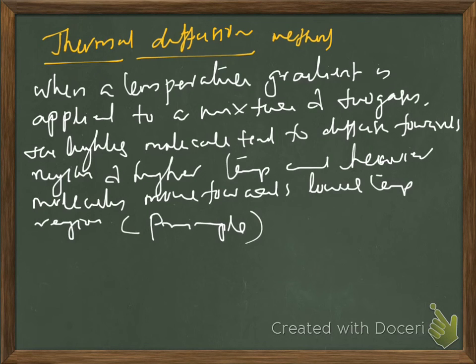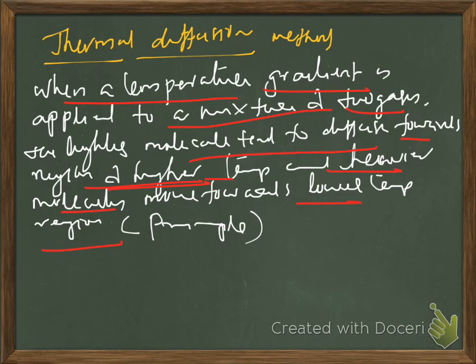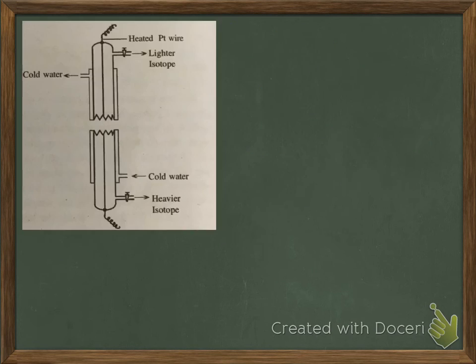Second method is the thermal diffusion method. Principle: when a temperature gradient, or temperature difference, is applied to a mixture of two gases, lighter molecules prefer to diffuse towards the region of high temperature, and heavier molecules tend to concentrate in the lower temperature region. This is the principle.